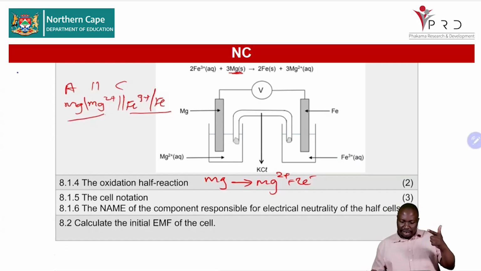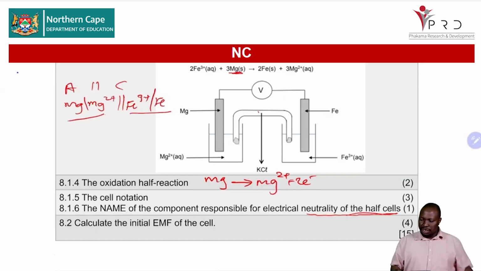So cell notation, overall cell reaction, very much important because it carries a lot of marks. And then the name of the component responsible for electrical neutrality of the half cell. Remember, this one we said is the salt bridge to maintain neutrality. So you will say salt bridge.